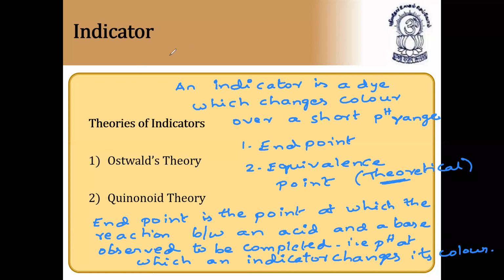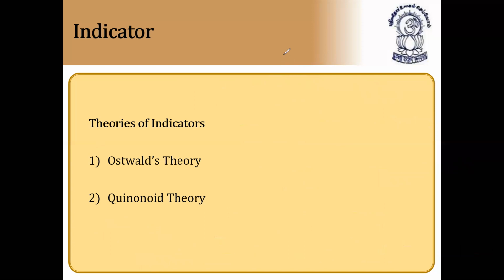Based on theories of indicators, we have two types of indicators. One is Ostwald's theory. Next is quinonoid theory. Please listen carefully. This concept is very important for the theoretical questions you'll get from it. What types of questions, we'll also discuss. This is the last topic in this chapter, indicators. So please note it down. Continuation now.